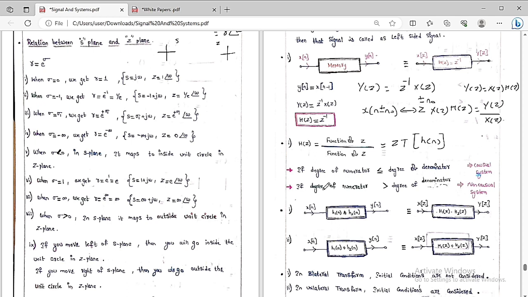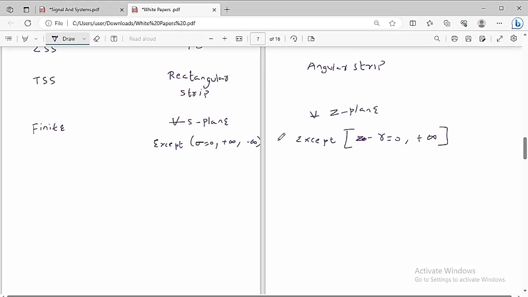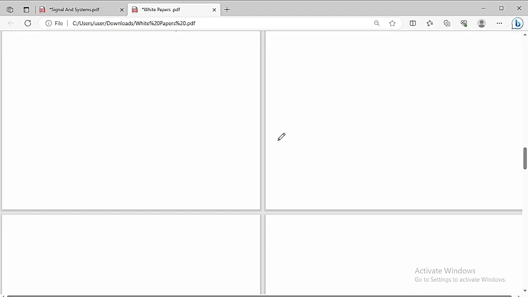Therefore, if the degree of the numerator is less than or equal to the degree of the denominator, then the given system is said to be a causal system. Otherwise, if the degree of the numerator is greater than the degree of the denominator, then the given system is said to be a non-causal system. Why is it like this? Let me tell you why.